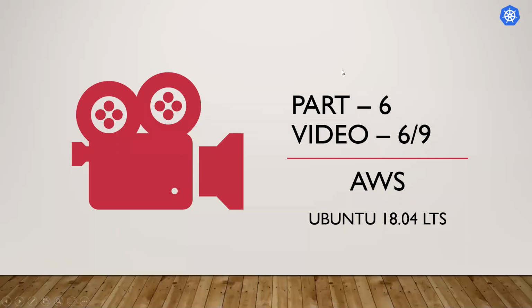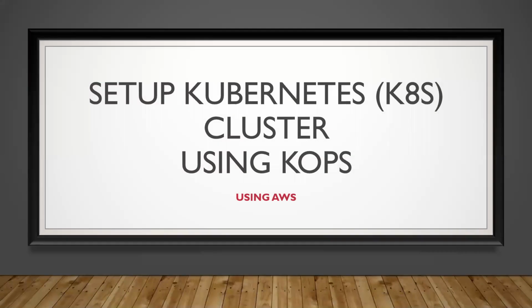Hi all, welcome back. This is part 6 of the series of video 9. In this POC, we will use the AWS cloud and we'll use Ubuntu OS. And here we will set up the Kubernetes cluster using the kops tool. This demo is totally on AWS, and I will share the next video, which is the same setup of Kubernetes cluster using kops within GCP cloud.